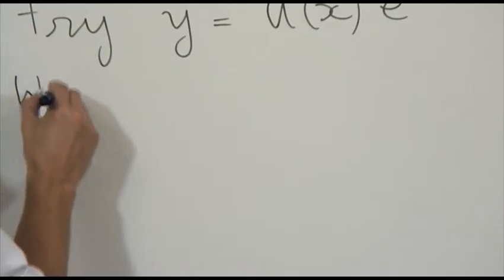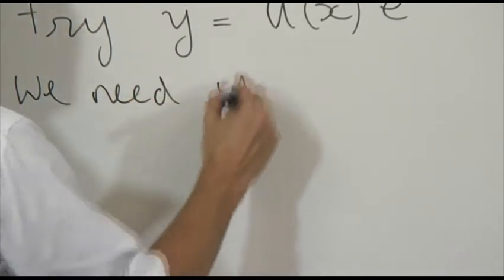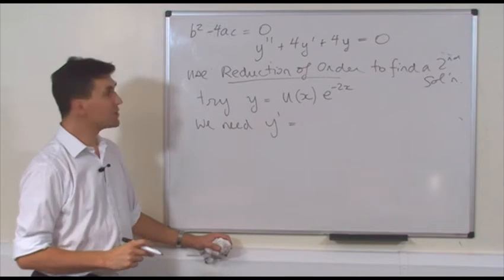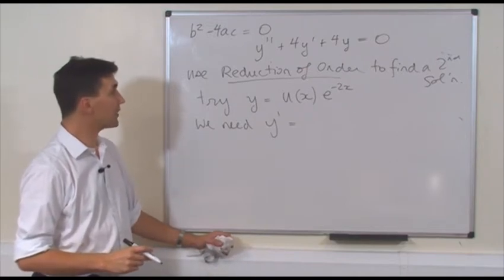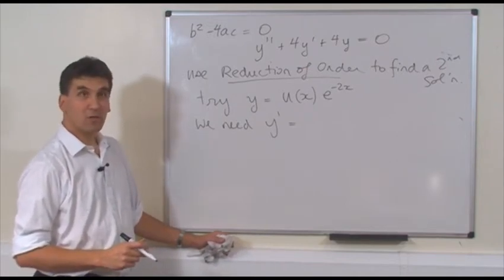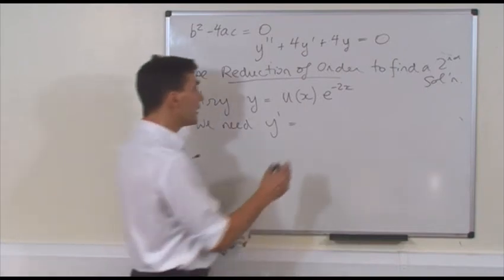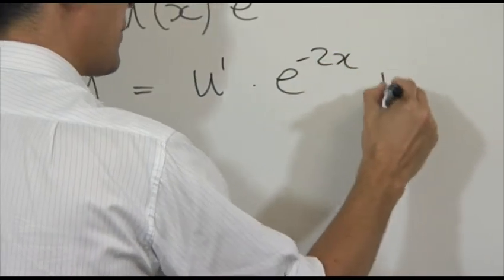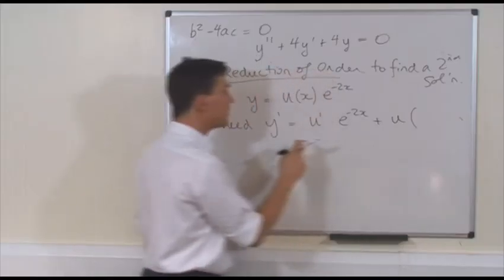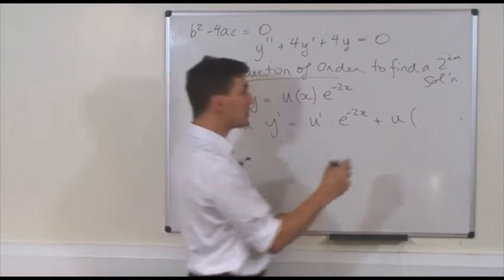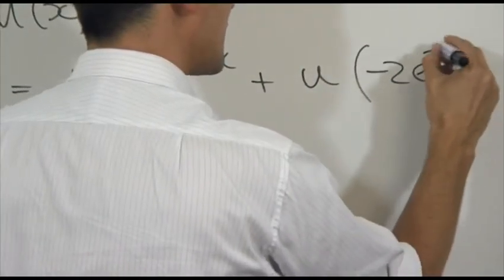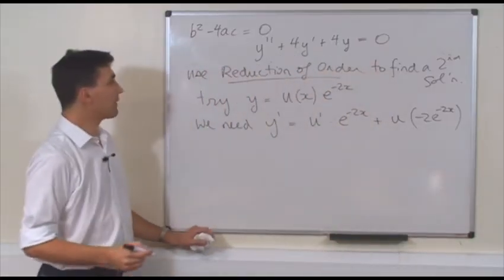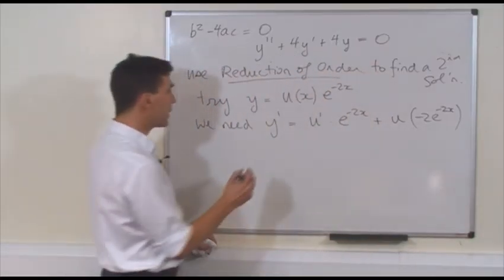So we need y prime. So it's the derivative of this. It's a product of two functions here, u times e to the minus 2x. The derivative of a product, we use the product rule. So that will be u prime times e to the minus 2x plus u times the derivative of e to the minus 2x, which is minus 2 e to the minus 2x. Okay, that's y prime. We need y double prime as well.